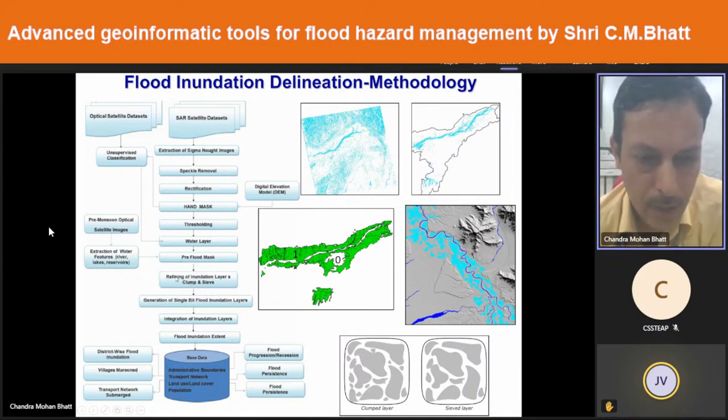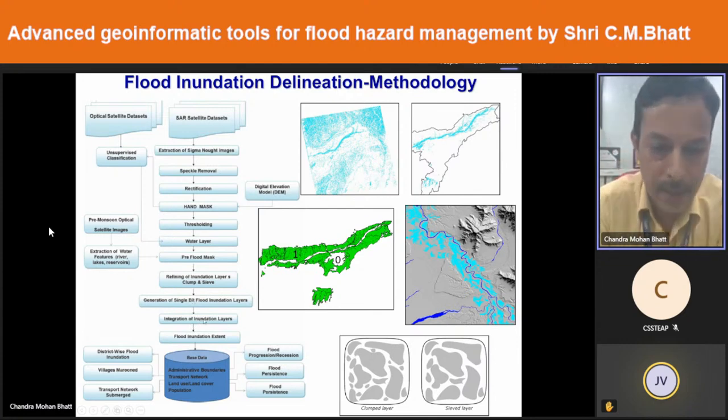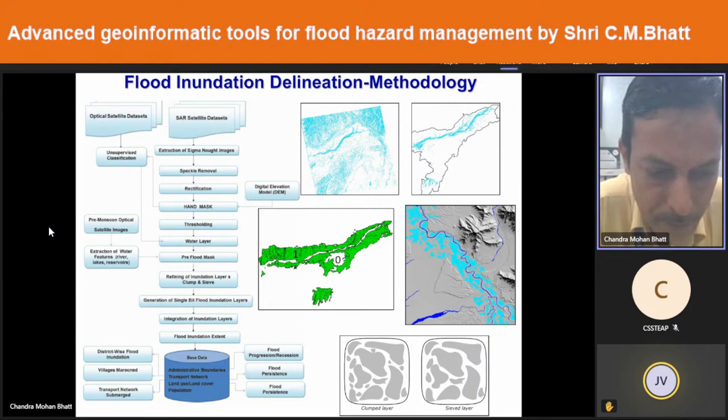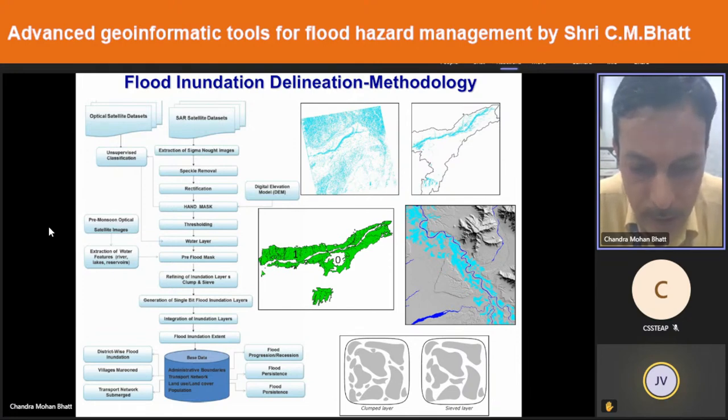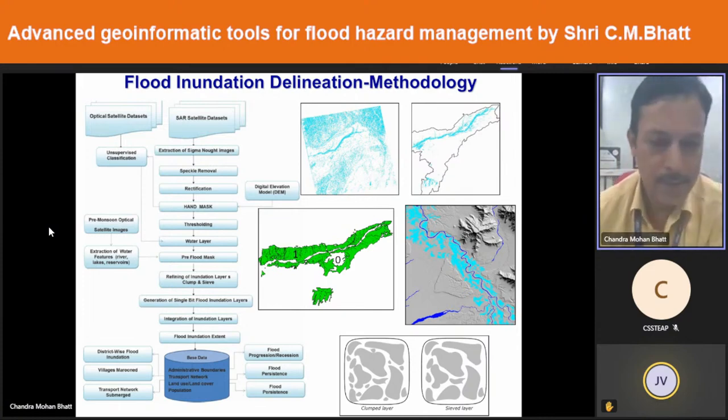Then you have defining of the flood layer, and then generation of the single bit flood layer, then integration of this with all the inundation layers, and then you can integrate with the administrative boundaries to get the district-wise flood statistics, the number of villages that have been affected, the transport network that has been impacted, or how the floods are progressing, receding, and flood persistence. So all this analysis can be done once you have the flood hazard.